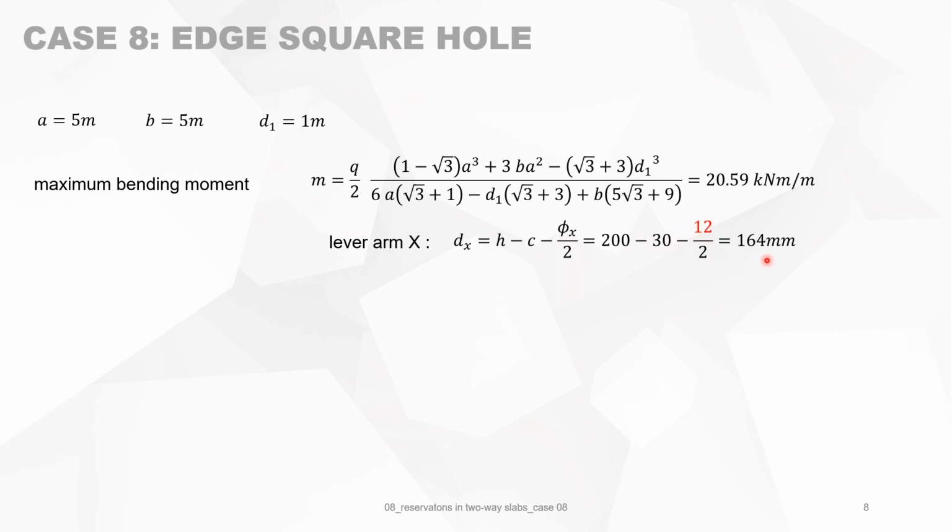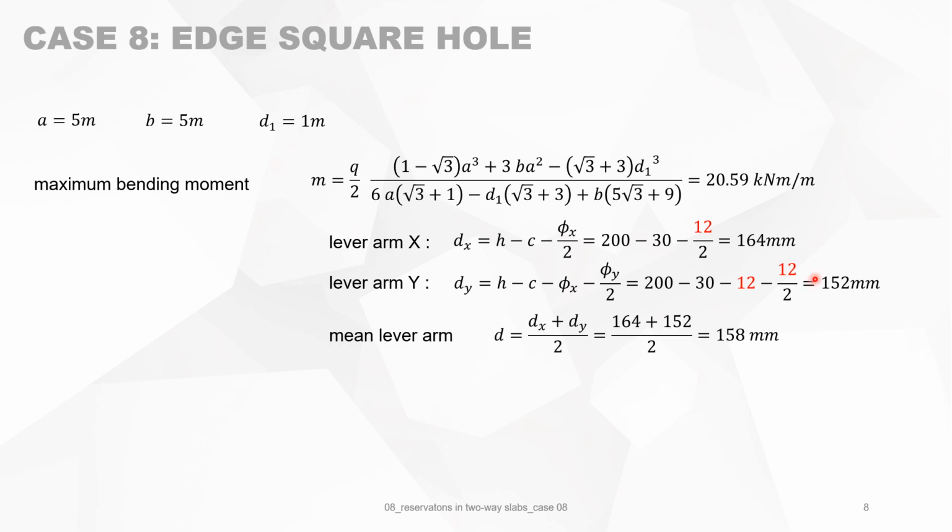It gives you a lever arm of 164 millimeters. The lever arm in the y direction gives you 152 millimeters. And the mean lever arm is 158 millimeters. Later on, we will see what will happen if we do not use the mean lever arm.